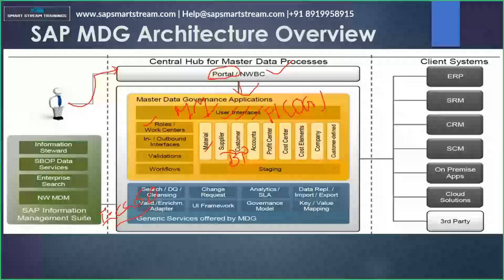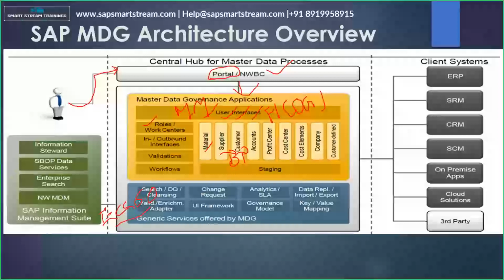Once the MDG system is installed, there are predefined objects: roles and work centers. What is the purpose of roles? To maintain the governance. Here we can create the roles, and the role creation process is everything handled by the system. These are all predefined solutions available at the MDG level. And there are inbound and outbound interfaces, which are used to interact with the target system.